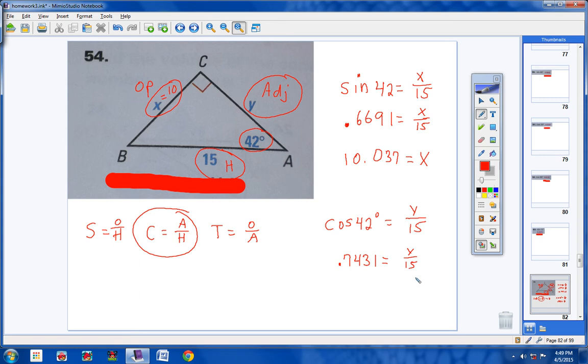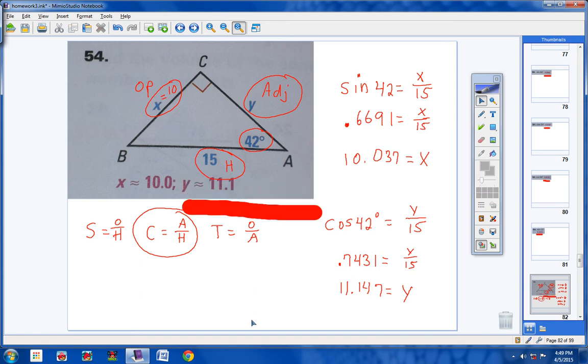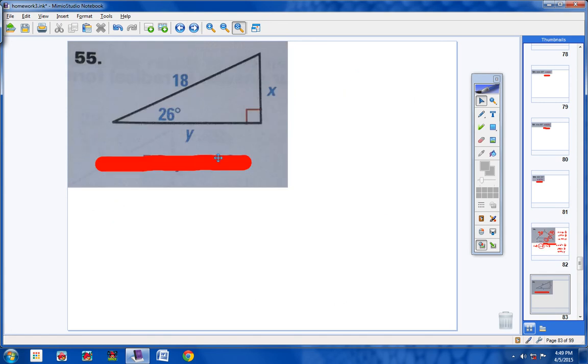Now, multiply both sides by your denominator, 15. If you do that correctly, you're going to get 11.147. If you multiply this side by 15, you'll get y. So if you round correctly, you'll get 11.1 for y. 11.1. Okay, not too bad. All right, number 55.